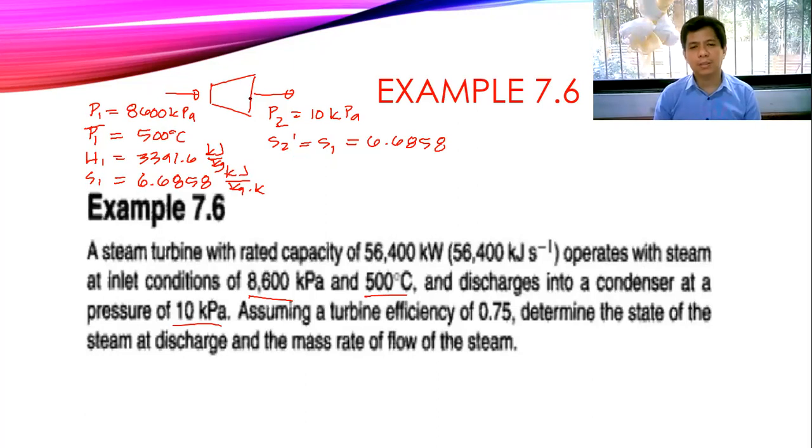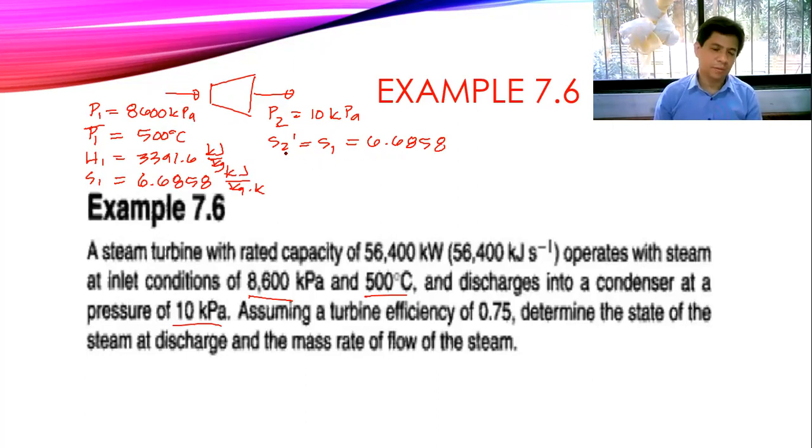Usually, paglabas ng turbine yan, wet steam yan. Generally, ganun yung kaso. Papasok siya ng superheated, tapos paglabas na wet steam. So, ang unang hinahanap dito ay yung quality ng wet steam. So, generally, if we're going to go to 10 kPa, makikita nyo, itong 6.6858 is between SL and SB.